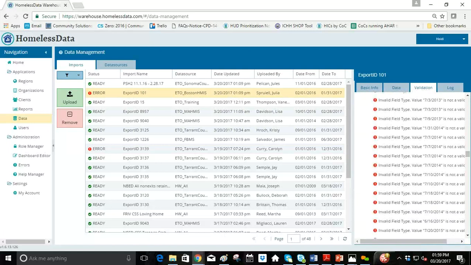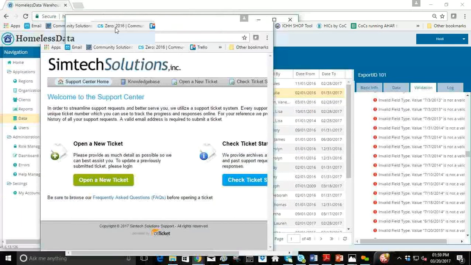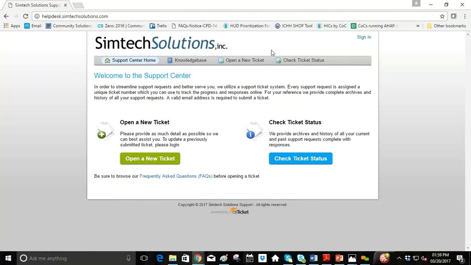So I'll just tell you real quick, we do have a help desk section there, and you can go ahead and open a new ticket anytime. Sure, and that's a good point there, and also a quick email to helpdesk@simtechsolutions.com. So if you do submit a help desk ticket, it is really helpful if you provide details along with that ticket. It's going to make it so much quicker for us to get a response back to you.